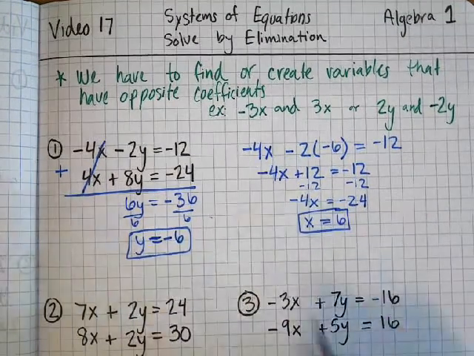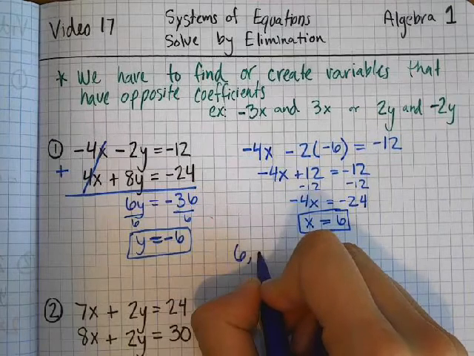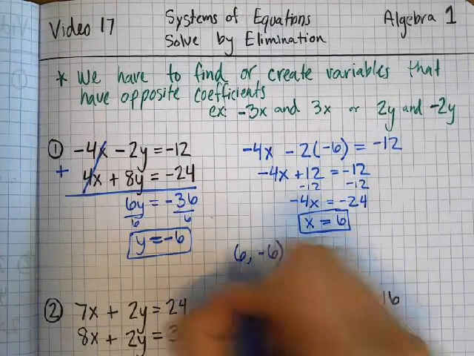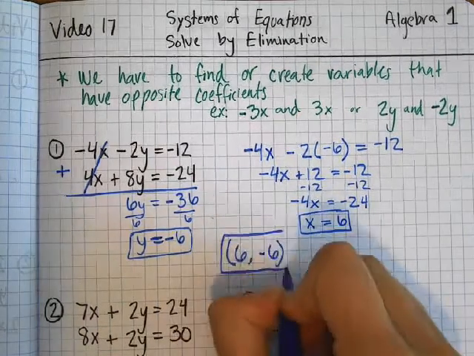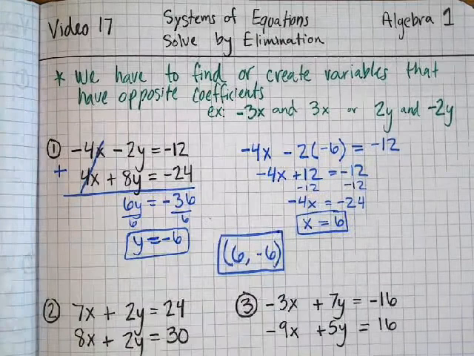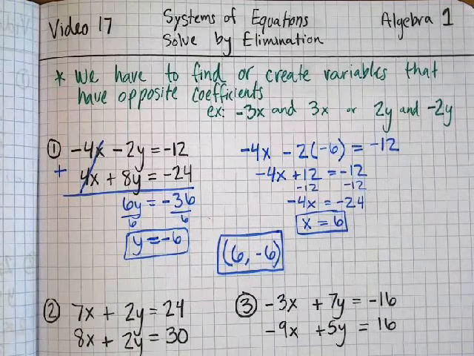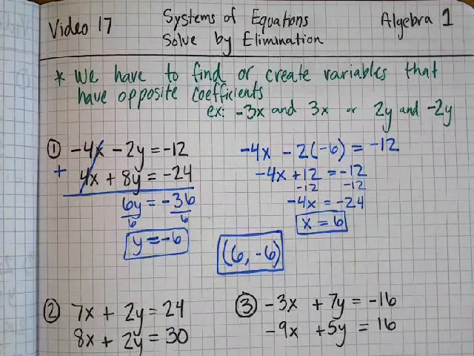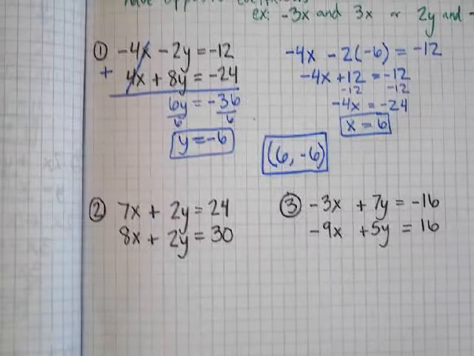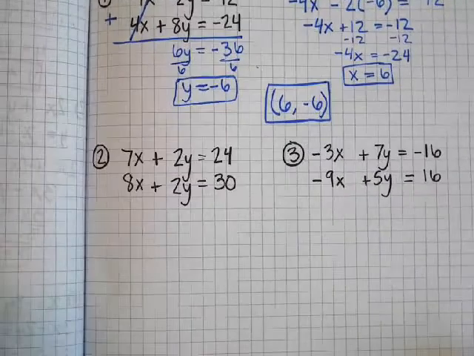Okay, now remember, I'm not done yet. Write your answer as an ordered pair. Okay, so we've eliminated that one variable so that we could solve for the other. All right, for example number 2.